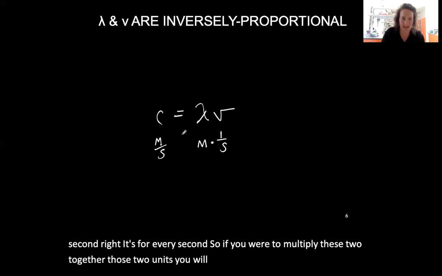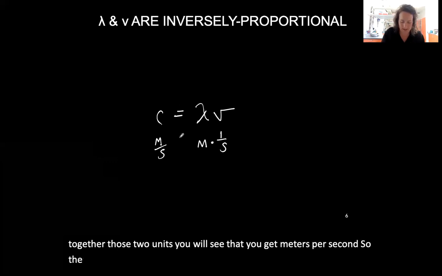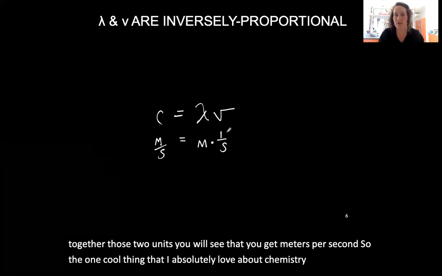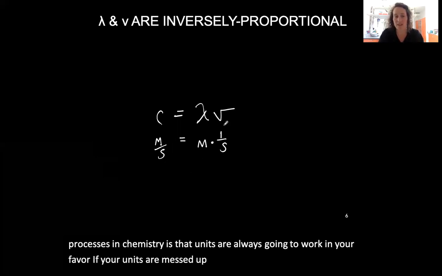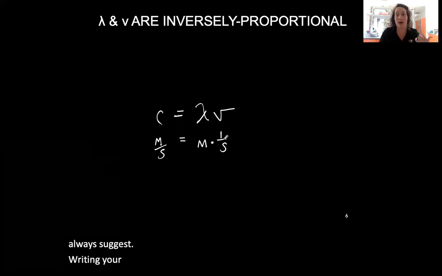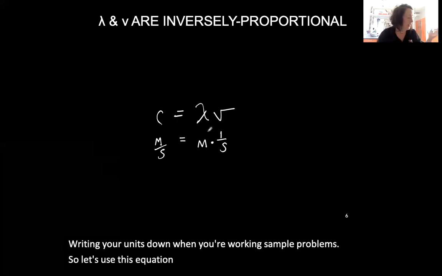If you were to multiply those two units together, you see that you get meters per second. The one cool thing that I absolutely love about chemistry and math processes in chemistry is that units are always going to work in your favor. If your units are messed up, then the math's not right. So I would always suggest writing your units down when you're working sample problems. So let's use this equation and work a sample problem from the book.